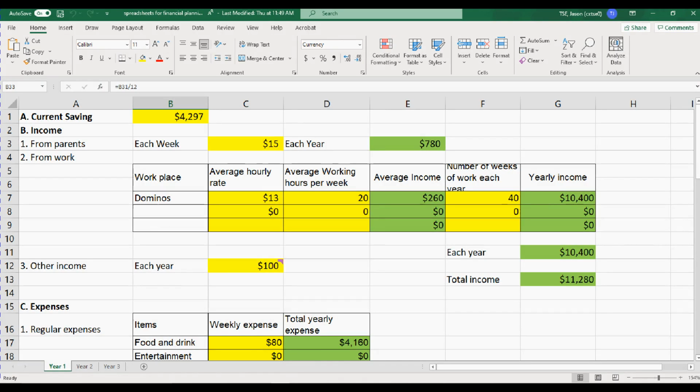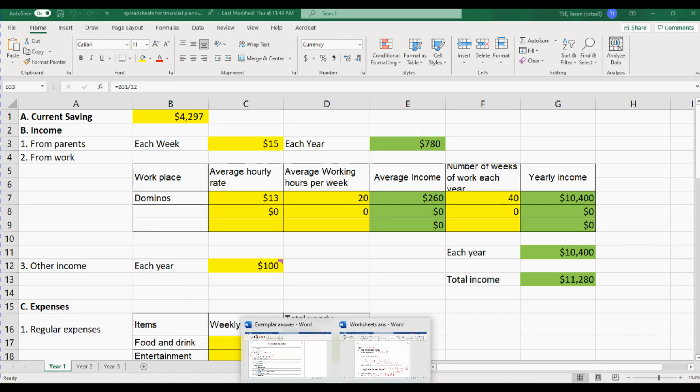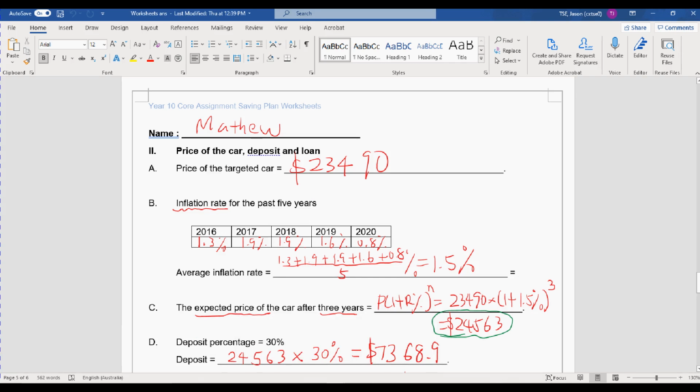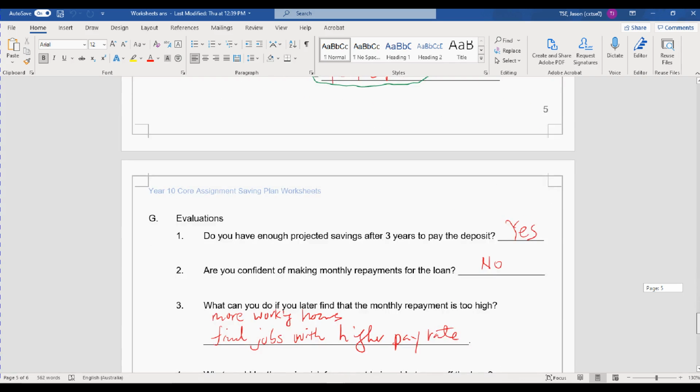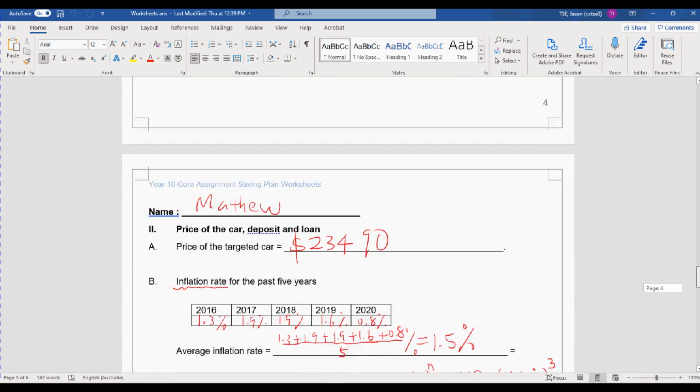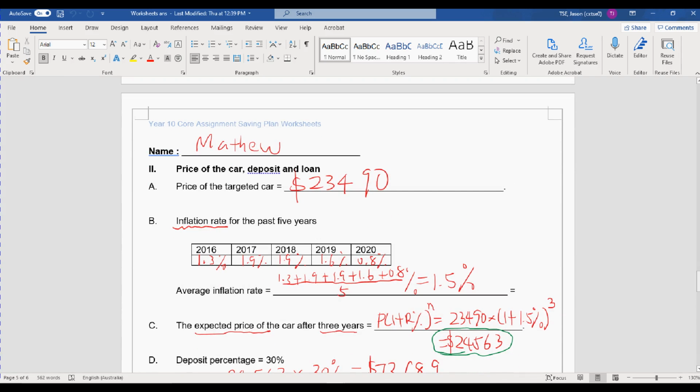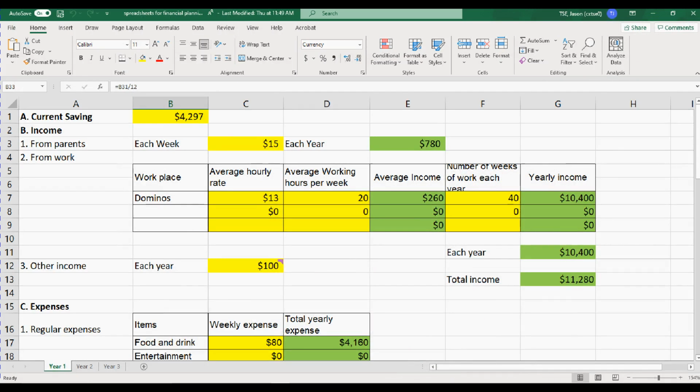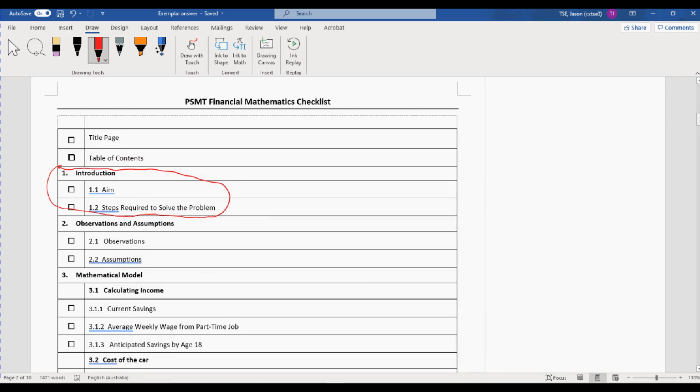Let me tell you what you need to get ready for it. For example, you need that spreadsheet of financial planning. And also you need the worksheet you've done for the loan, which would be pages 5 and 6 of the task in your worksheet. So, let's have a look.